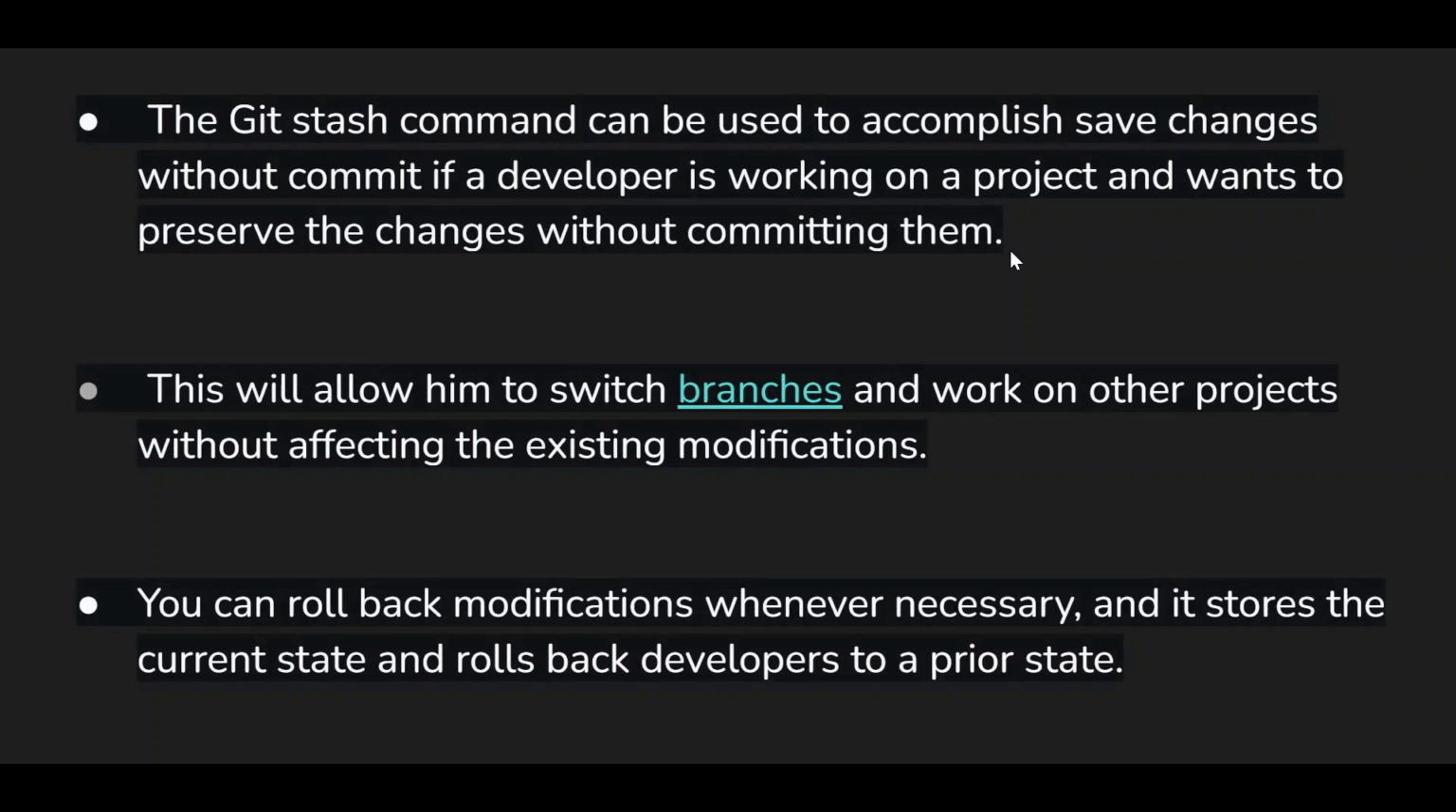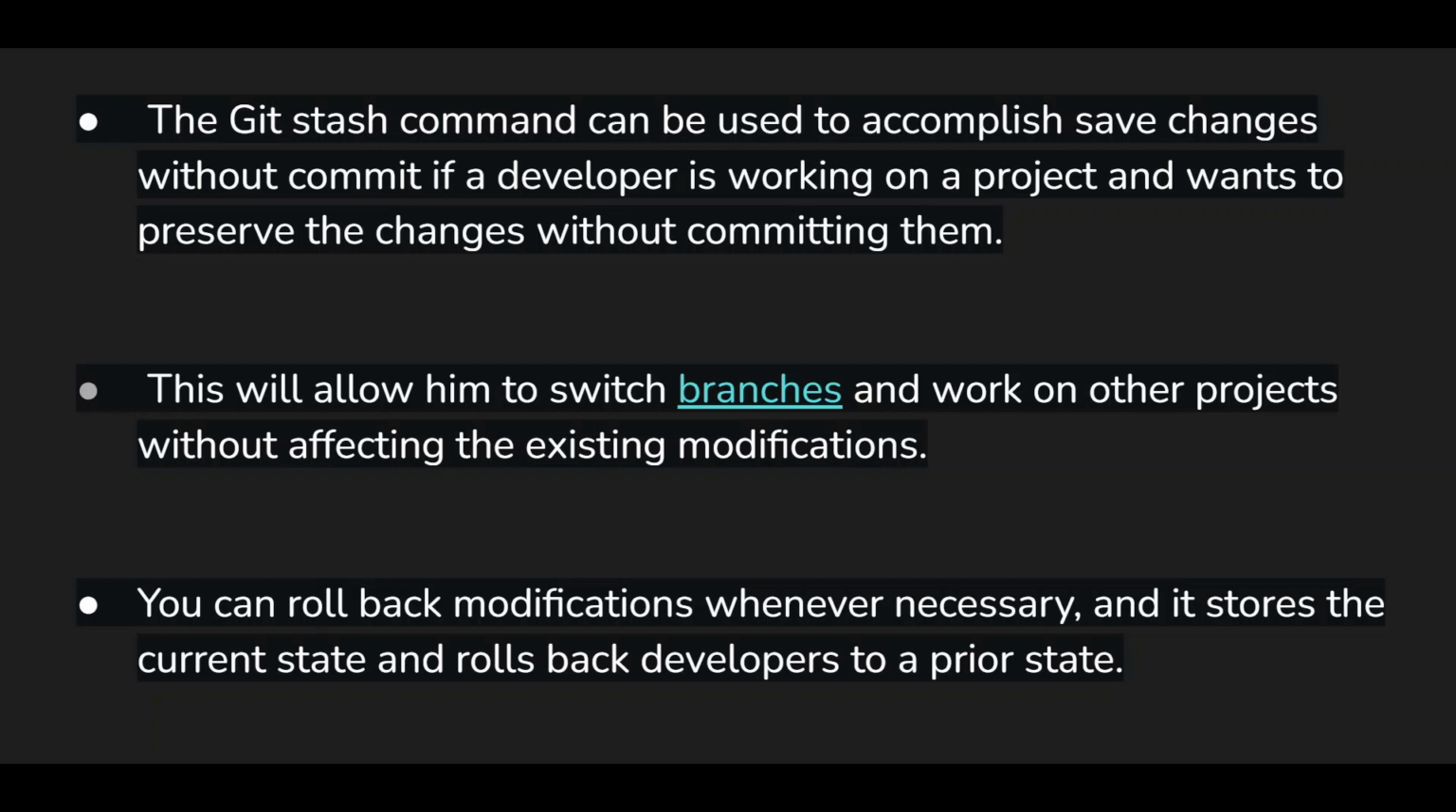Today we will see what Git Stash is and why it is required in our day-to-day development activities. So basically, the git stash command can be used to save changes without committing them, if a developer is working on a project and wants to preserve the changes without committing. This also helps them switch branches and work on other projects without affecting the existing modifications.